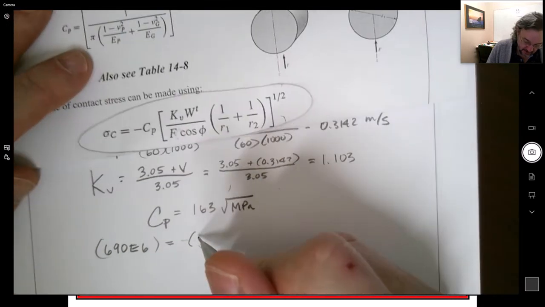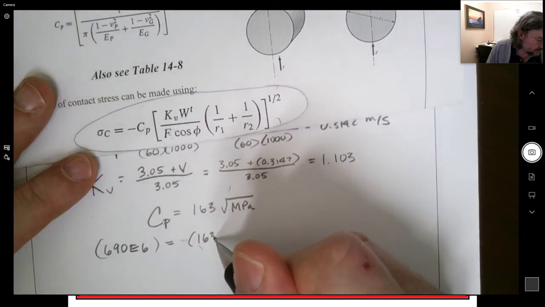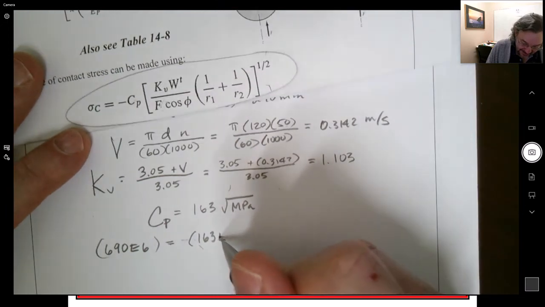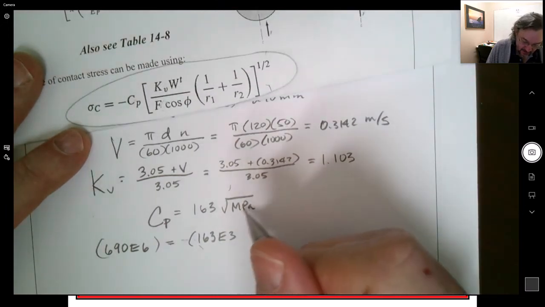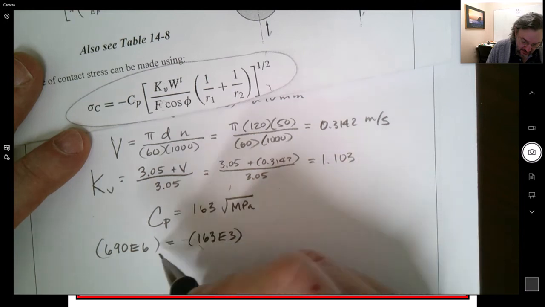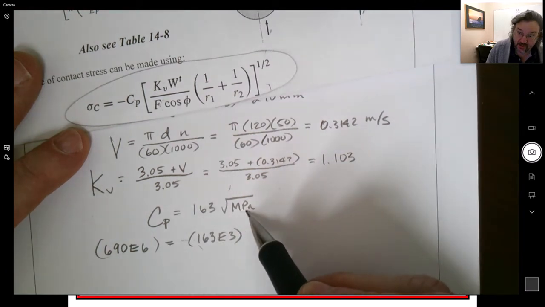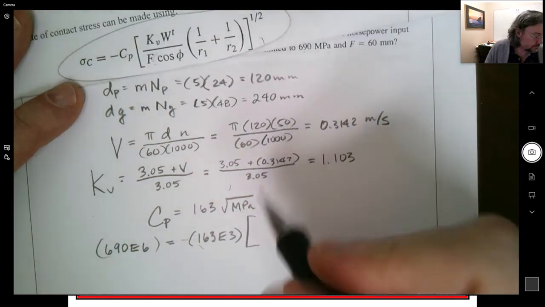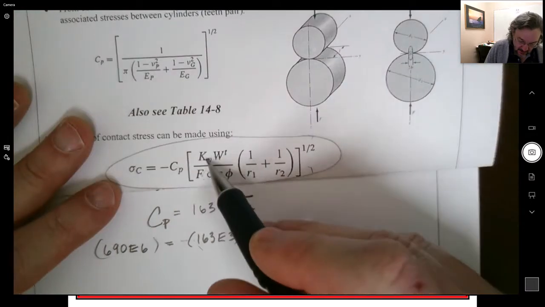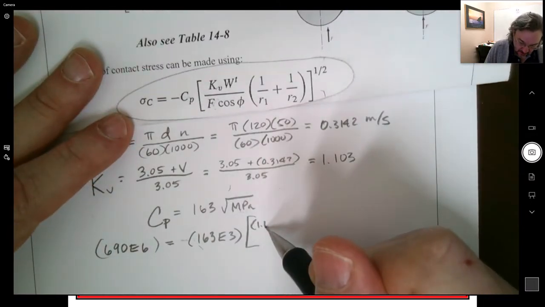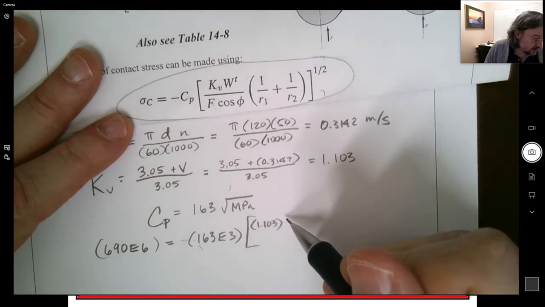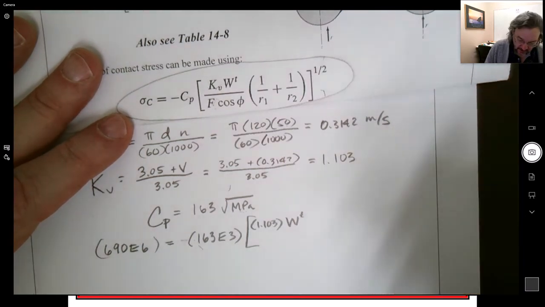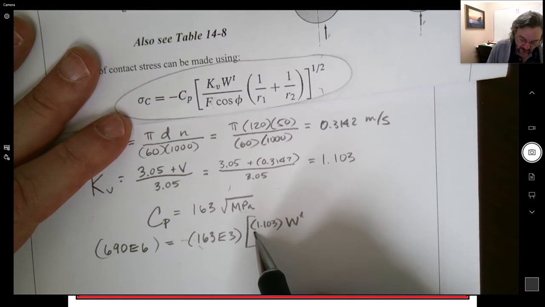We need Cp, so that's 163 right here. But it's going to be e to the 3, right? I want to get that right because that's the square root of megapascals. I want to get the square root of newtons per meter squared to be compatible with this. And then dynamic factor, we just found that, 103. We're looking for what the power is going to be.